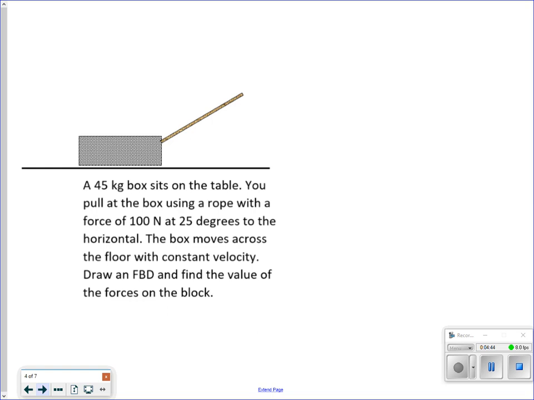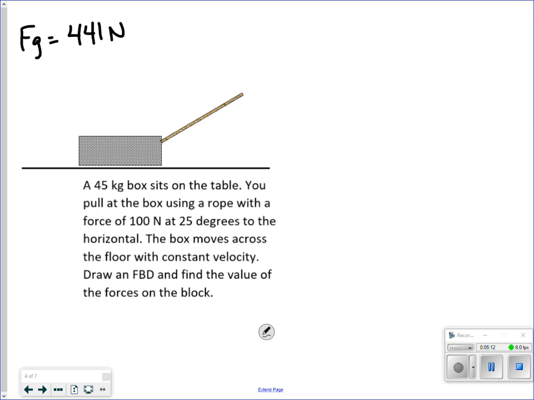Now we're going to start getting a little bit trickier. Okay, so still a 45 gram box or kilogram box. So again, I'm going to be a little bit lazy here and not recalculate it because it's the same as the last question. All right, we're pulling with a rope with a force of 100 newtons at 25 degrees to the horizontal. Draw the FBD, find the value of the forces on the block.